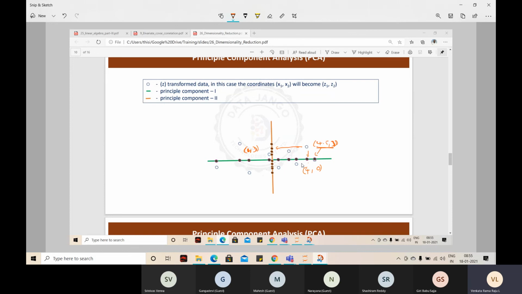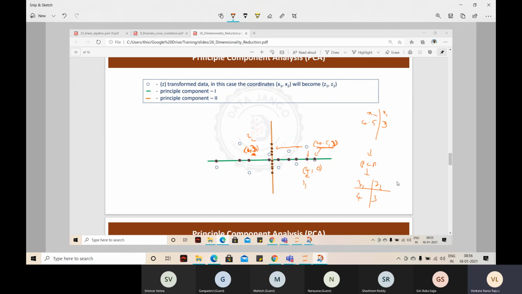This data point now got only 2 values. For x1 one value, and for x2 one value. This is called z1. This is called z2. Now, x1 x2 have got converted to z1 z2, where z1 is 4, z2 is 3. Got it?